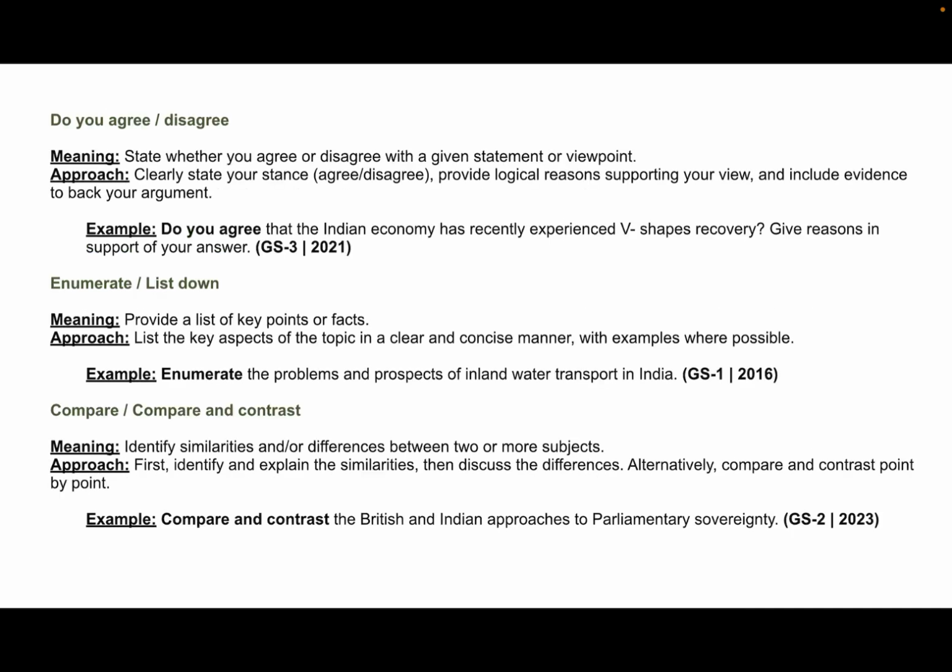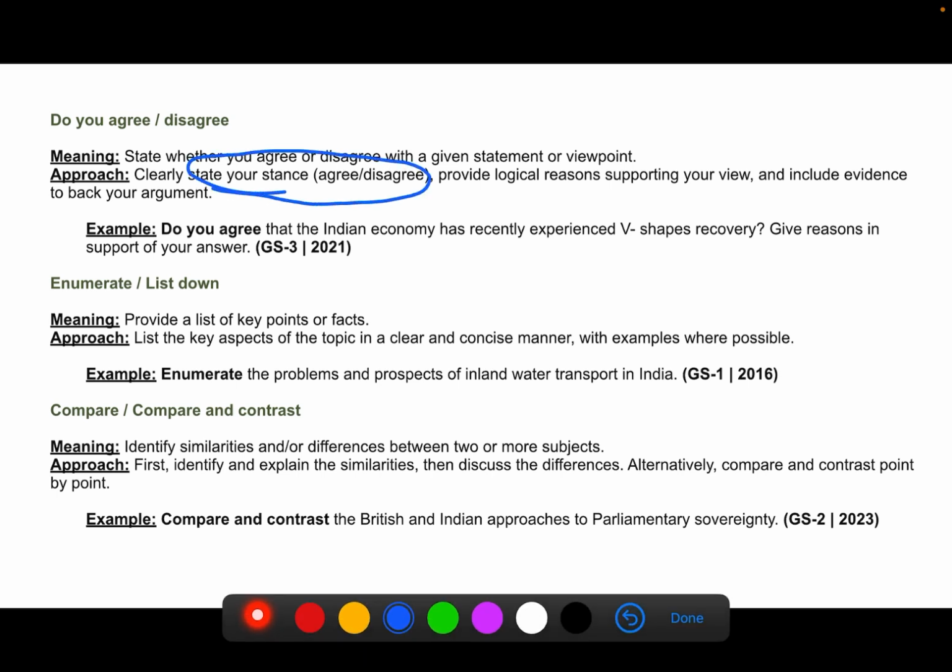Next, the other important directive which needs to be focused on is "do you agree or disagree?" This is also similar to the directive of comment because we need to provide our own view. We need to justify whether the statement given is correct or not, and to what extent it is correct. Here we need to specify our stance. We need to mention clearly that our viewpoint is positive or negative, with substantiation and examples.